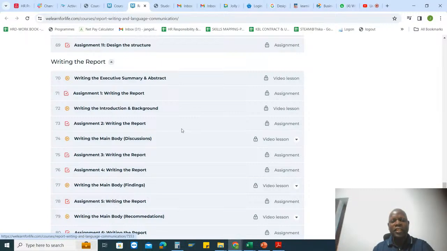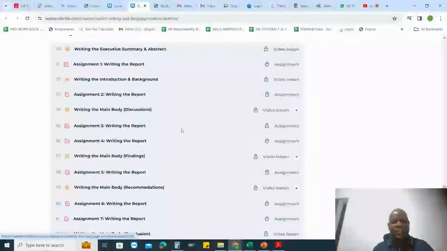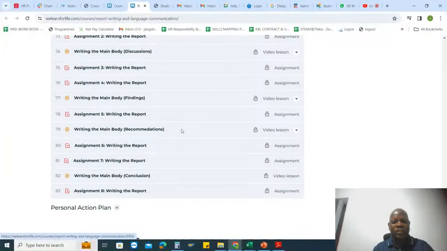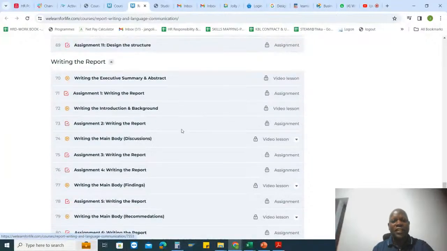So in this particular section of the last phase of the course, you'll be writing the executive summary and abstract. We'll be writing the introduction and background, writing the main body discussions, and writing the main body findings. You'll be writing the report in totality, and then you'll be writing recommendations and conclusion. So at the end of the day, you'll have learned all the facets of report writing.